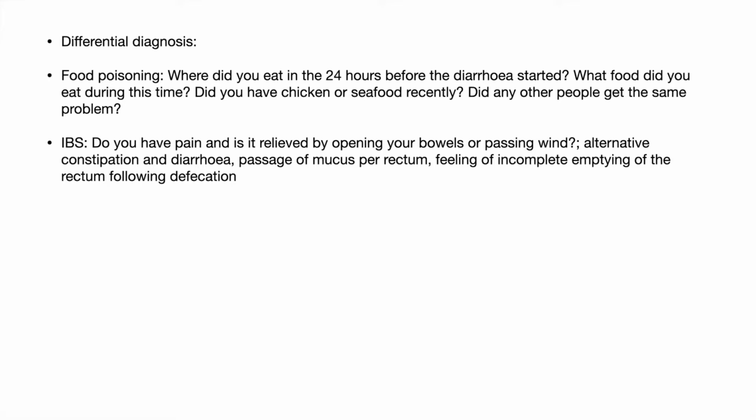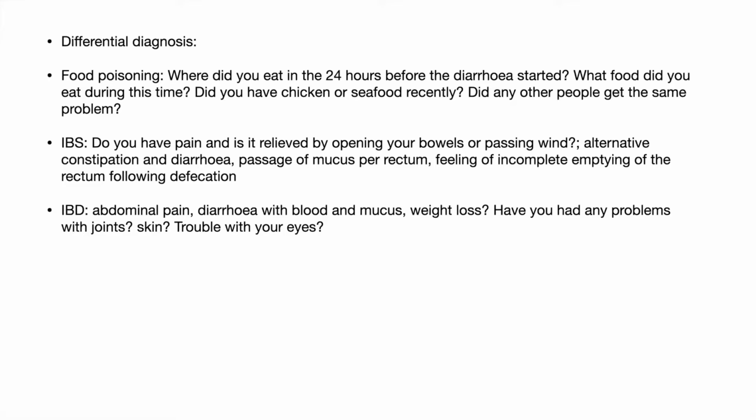or passing wind. Ask about alternating constipation, diarrhea, passage of mucus per rectum, or feeling of incomplete emptying of the rectum following defecation. Similar for inflammatory bowel disease, ask about abdominal pain, diarrhea, blood and mucus in the stool. Ask about loss of weight, and also ask about the extraintestinal manifestations, like if the person has had any problems with his joints, skin, or trouble with his eyes.